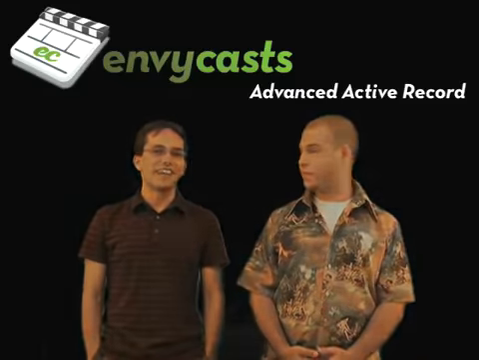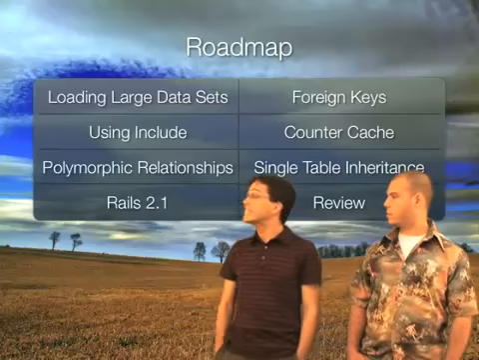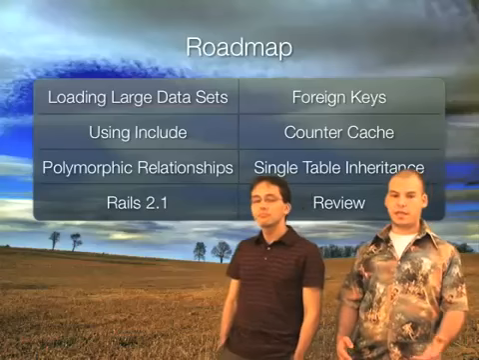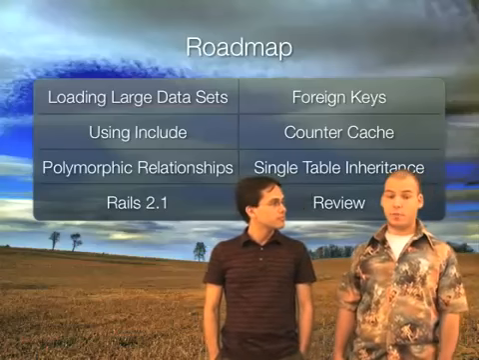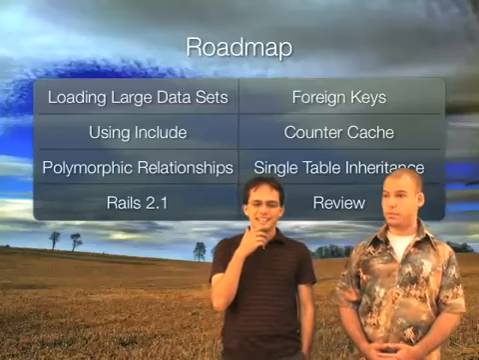I don't think it's that advanced. I mean, we're looking at loading large data sets, foreign keys, using include, counter cache. Well, that stuff is sort of basic, but after that we're going to be moving on to polymorphic associations, single table inheritance, and some new stuff in Rails 2.0. Yeah, I guess that is more advanced.